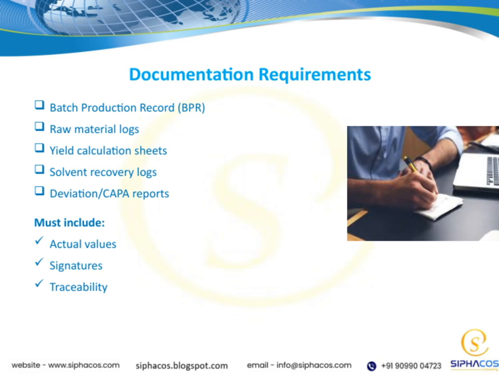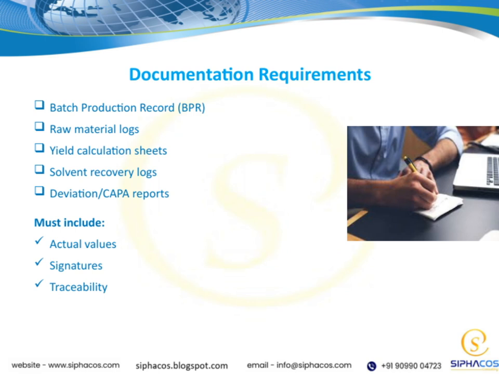Then we have yield calculation sheets. These are important for assessing the efficiency of our process, and again, they must include actual yield values. This not only helps in process optimization, but also in troubleshooting if yields fall below expectations. Solvent recovery logs are another key component. They document the recovery and reuse of solvents, which is critical for both safety and environmental compliance. Detailed logs ensure we can trace solvent usage and recovery rates accurately.